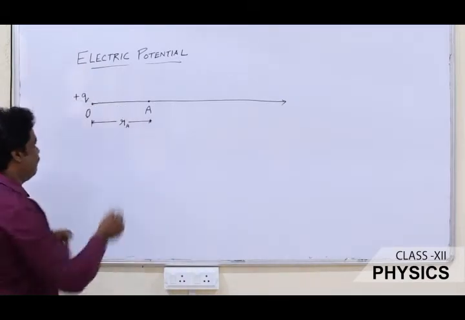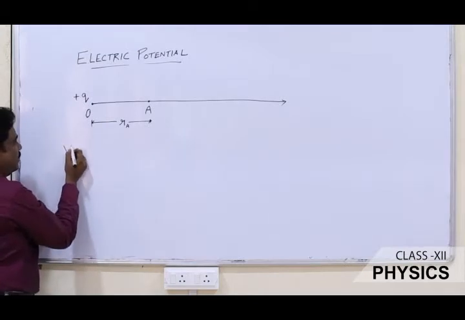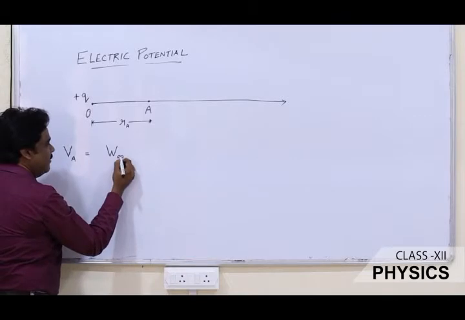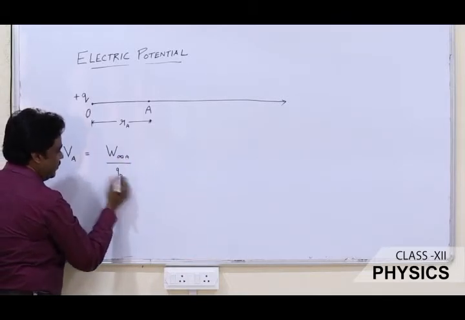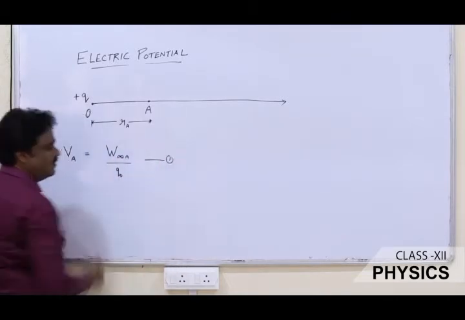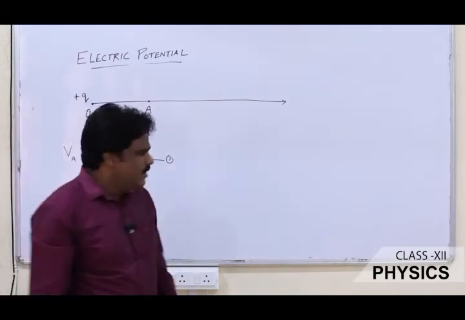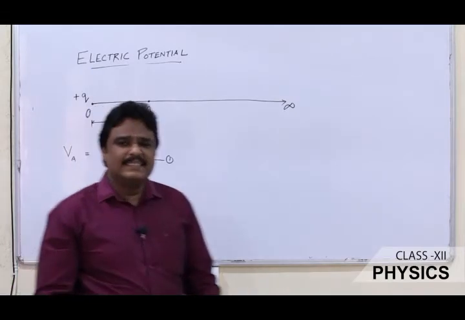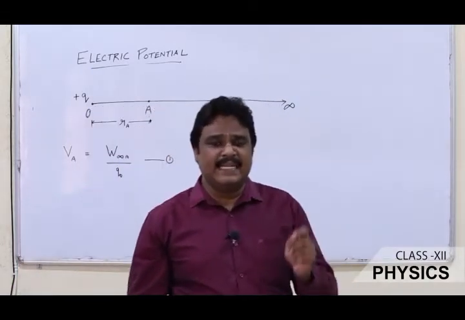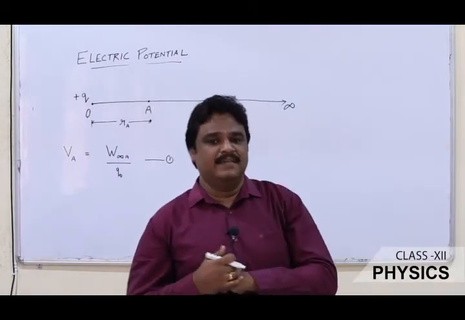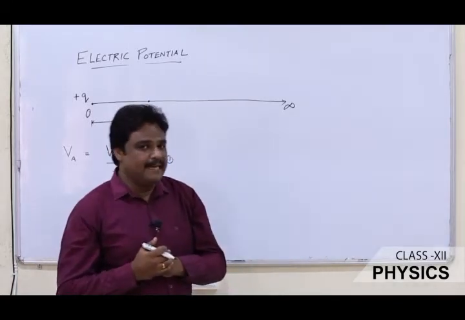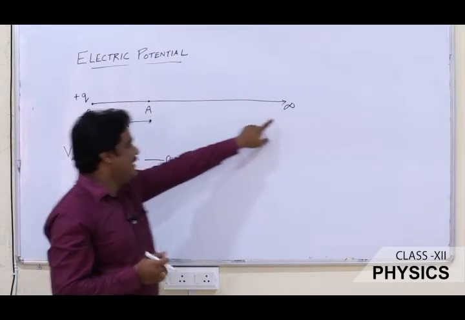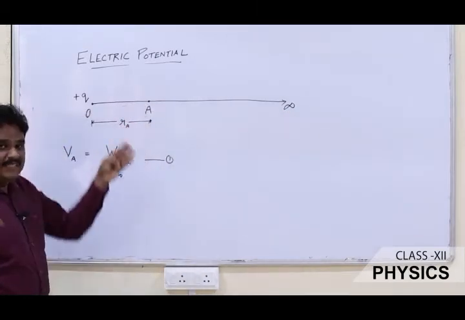So what is the mathematical formula for potential at A? Potential at A, VA, can be written as W infinity A by Q naught. I think you can recall this. I'm going to mark it as equation number 1. Now, what is the definition for electric potential? It is the amount of work done in bringing a test charge from infinity to that point. So the potential can be measured by bringing a test charge that has to be kept at infinity to A. That is the total case.